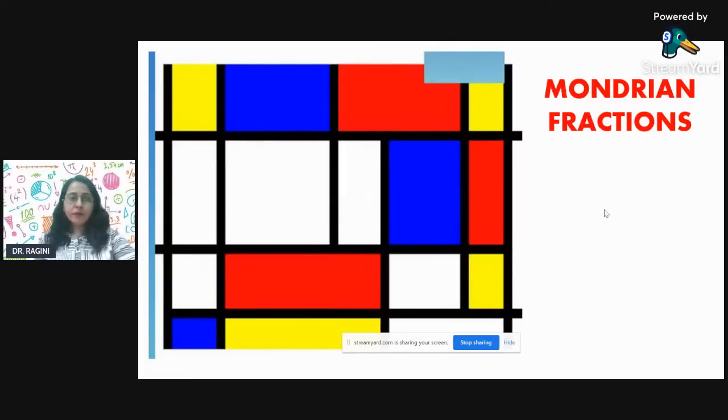Then moving to the fractional part, seniors could make similar designs with lots of fraction activities. And this is the Mondrian fractions.